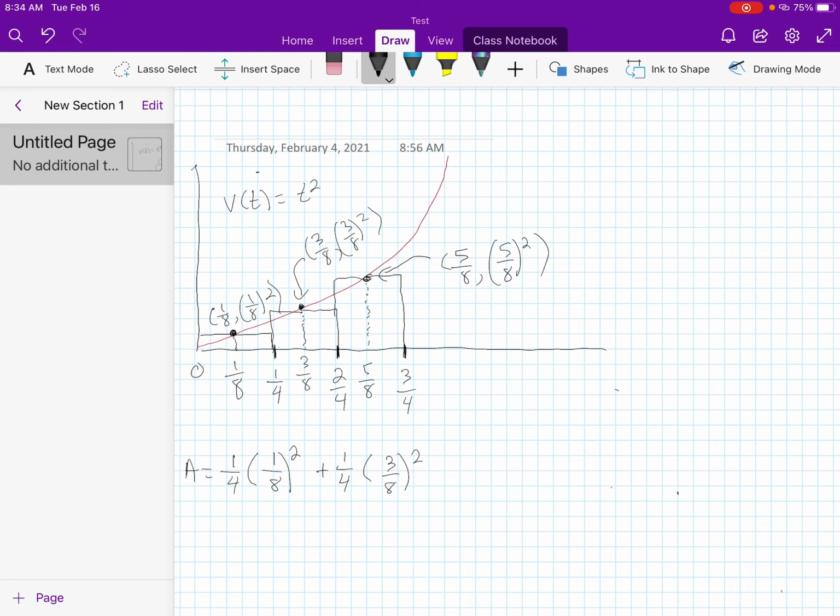Now I'm ready to find the area of that third rectangle. The third rectangle is 1/4 wide, and its height is 5/8 squared. Each of these rectangles is just base times height. And like I say, me personally, once I can get that third rectangle drawn, then I can establish the pattern. And so then after that, it's 1/4 times 7/8 squared, and then 1/4 times 9/8 squared, and then 1/4 times 11/8 squared.